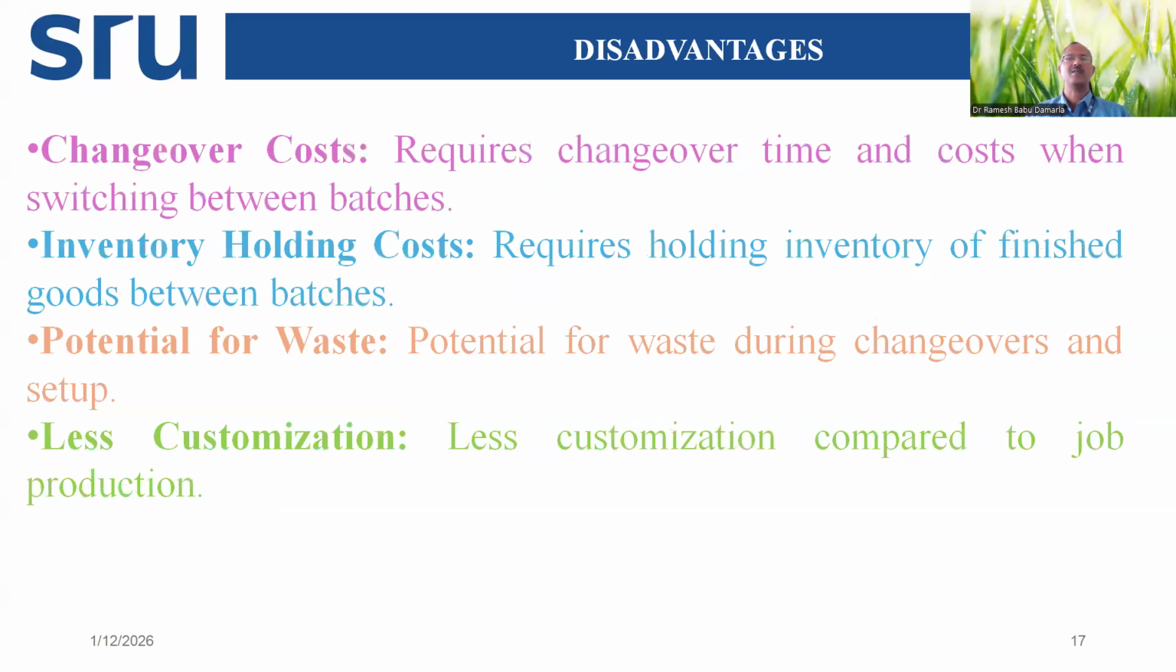Let us see the limitations of batch production. The changeover, that is setup. You have to set the machine again for the next batch. This changeover will consume time and energy and man hours. So these are the costs between switching each batch. Inventory holding costs. It requires holding inventory of finished goods between batches. And potential for waste. Whenever there is changeover and setup, there is scope for wastage.